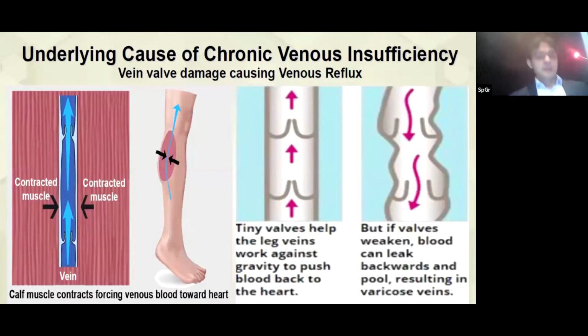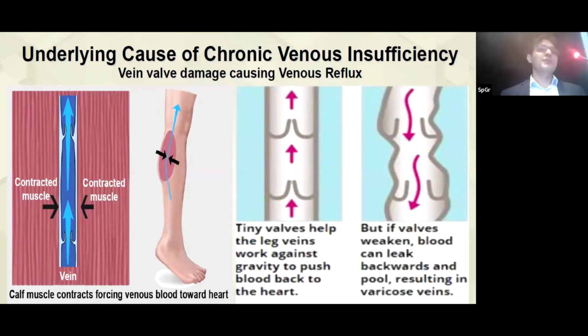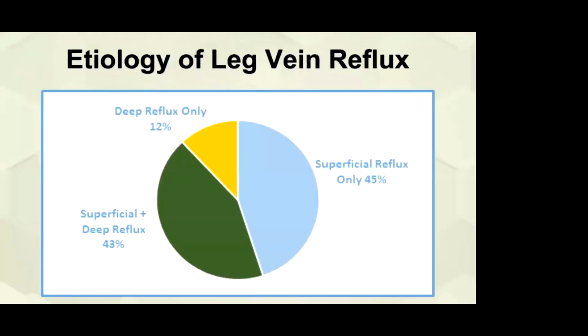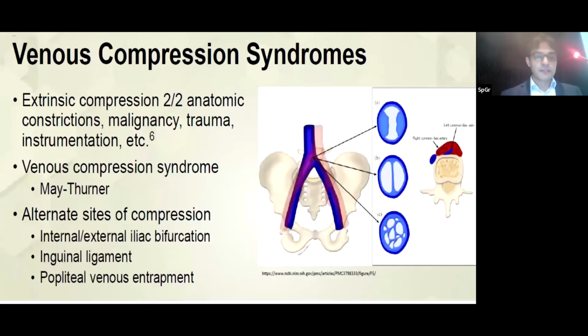So the underlying cause of chronic venous insufficiency, as you guys know, is the abnormal valves inside the vein, the deep veins and the superficial veins. And these valves allow the venous deoxygenated toxic blood to move in one direction, which is up. And if these valves are leaking, the blood tends to seep back into the legs and cause all those symptoms. And most of the time, the venous reflux is in the superficial vein, but you can have it both in the superficial as well as deep veins.